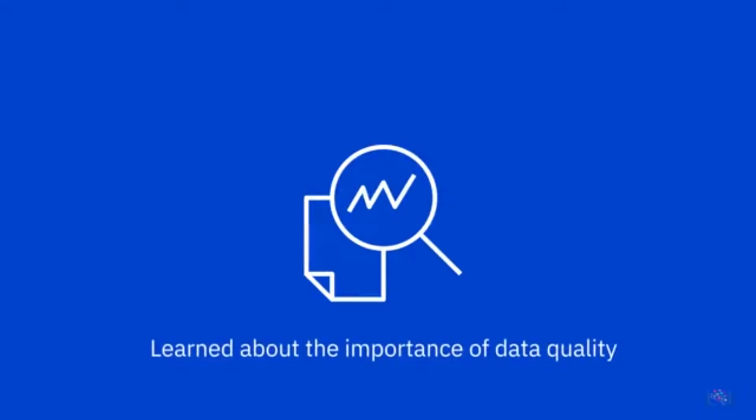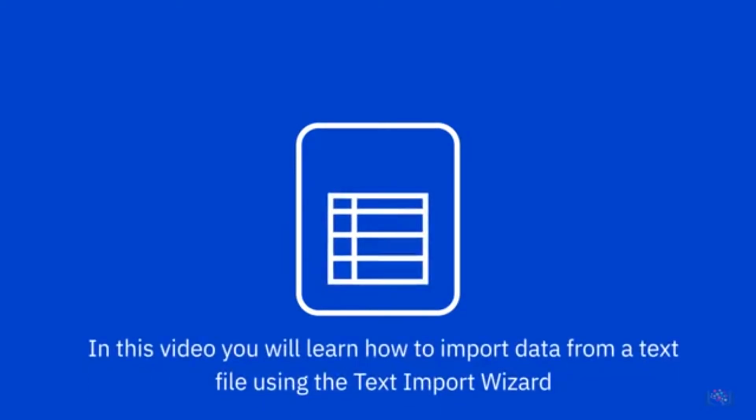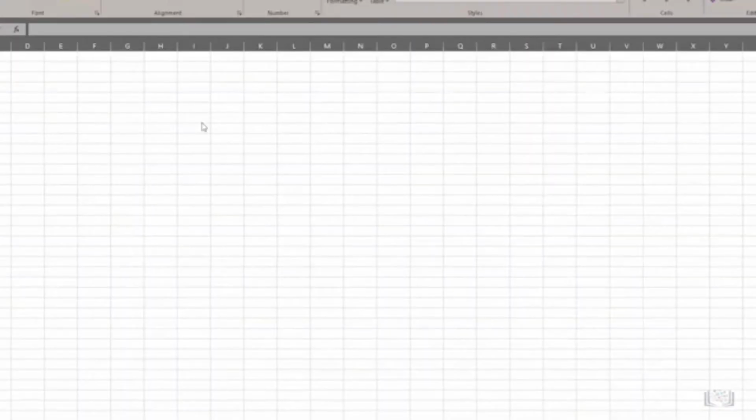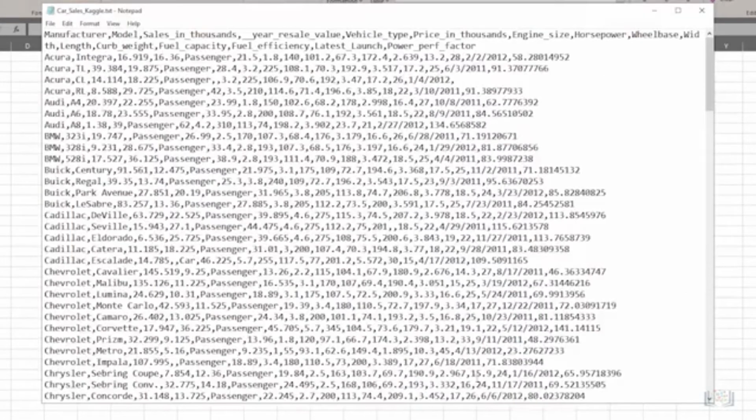Now that you have learned about the importance of data quality, in this video you will learn how to import data from a text file using the Text Import Wizard, learn how to adjust column widths, and learn how to add and remove columns and rows. As you know, by default, Excel works with .xlsx or .xls files and opens them as workbooks. But Excel can also use data that is in other formats, such as plain text, or data that has been comma separated and tab separated.